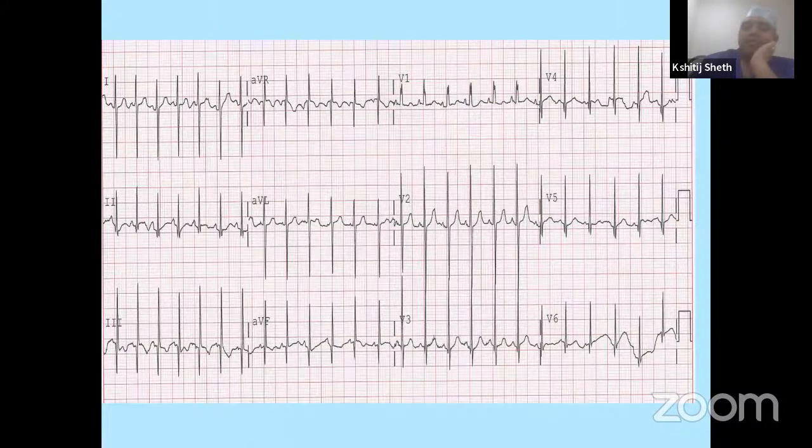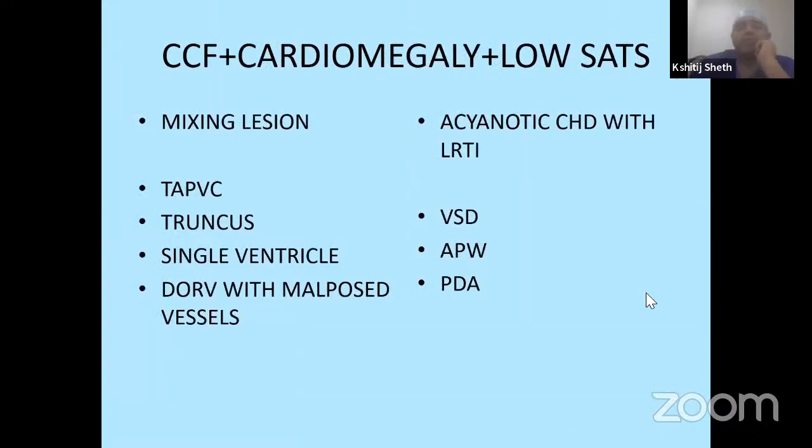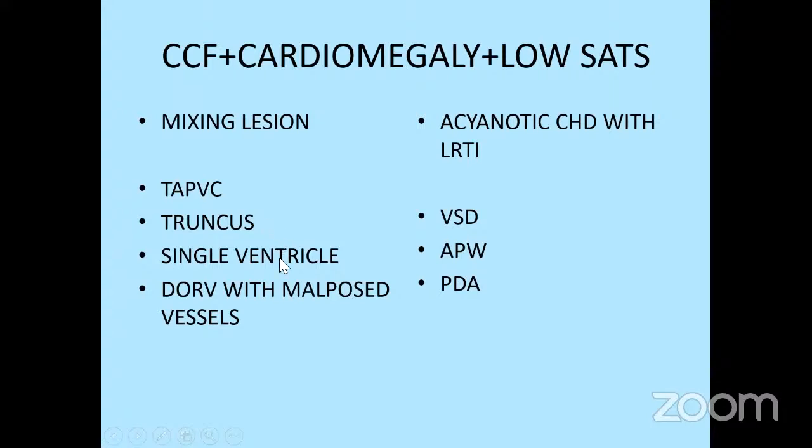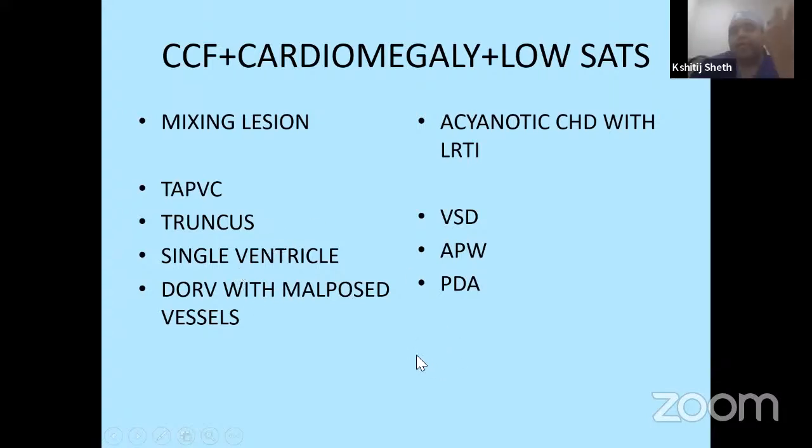So what the child had was a supracardiac TAPVC, total anomalous pulmonary venous connection. When you have cardiac failure with low saturation, it could be because of a cardiac condition like a mixing lesion, that is TAPVC, truncus arteriosus, single ventricle, double outlet right ventricle with malposed vessels. Or it could be a cyanotic heart disease presenting with lower respiratory tract infection. But in this subset, usually the low saturation will improve with proper ventilation and oxygenation. If it doesn't, think of mixing cyanotic heart disease.